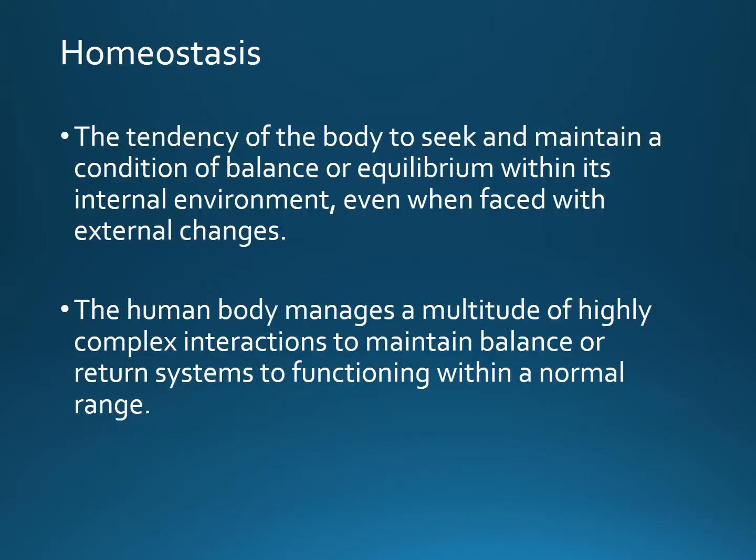Homeostasis is the tendency of the body to seek and maintain a condition of balance or equilibrium within its internal environment, even when faced with external changes. And it does this by managing a multitude of highly complex interactions to maintain balance or return systems to functioning within normal ranges. The coagulation cascade is one of these highly complex interactions within the body.